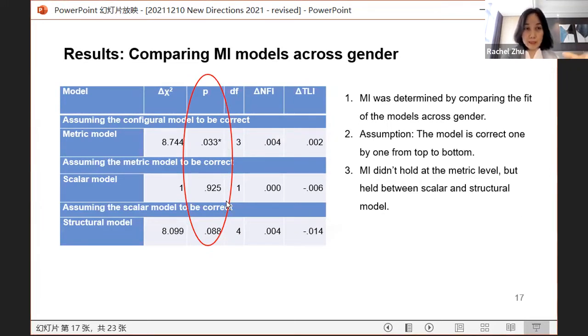So this is one assumption after another assumption.